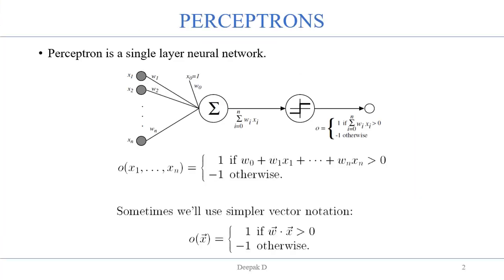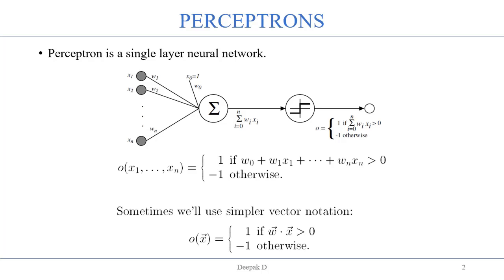So what do we mean by perceptron? Perceptron is a single layer neural network which is mainly based on a single unit. This perceptron is a linear classifier, or it can also be called a binary classifier. It is used in supervised learning.